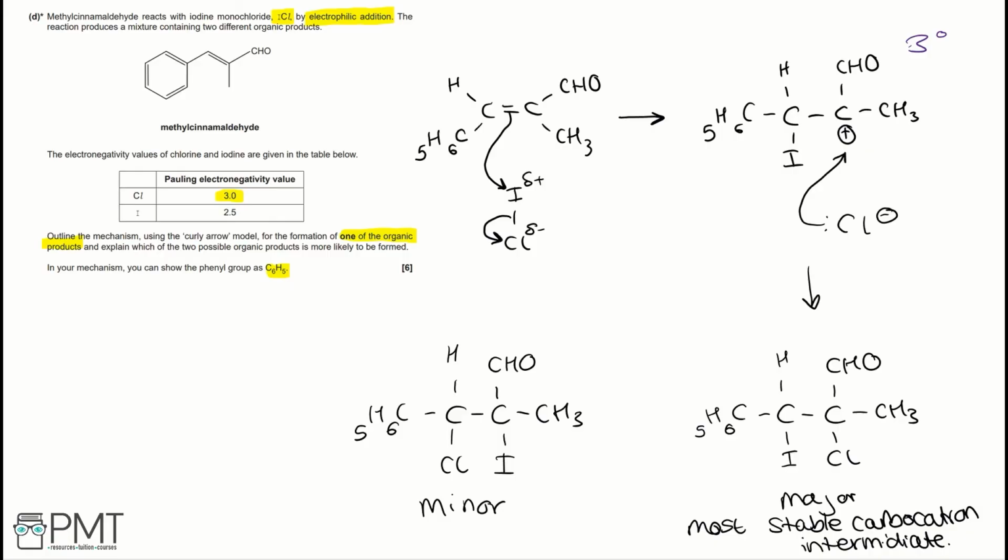So to get the 6 marks for this question, it's a level response question, so there aren't set marking points, but you need to have an outline of the mechanism for the formation of either product, which is mostly correct, and the major and minor products are identified with a correct explanation for which product is the most or least likely to be formed. So here we've said why it's the most likely to be formed, because it's the most stable carbocation intermediate.